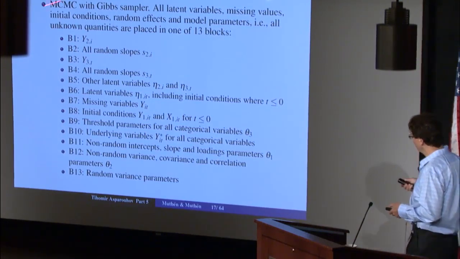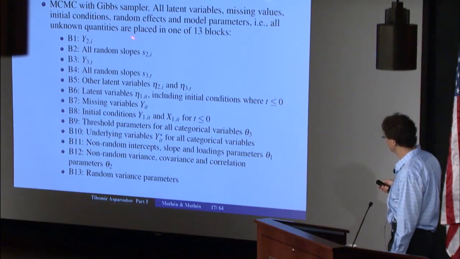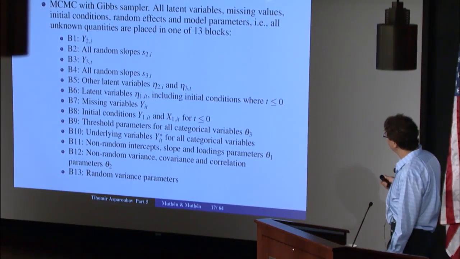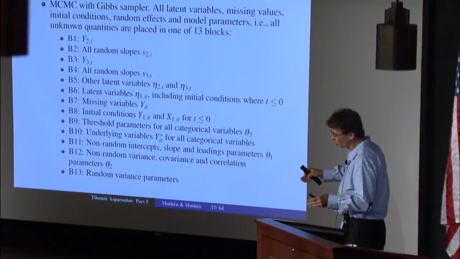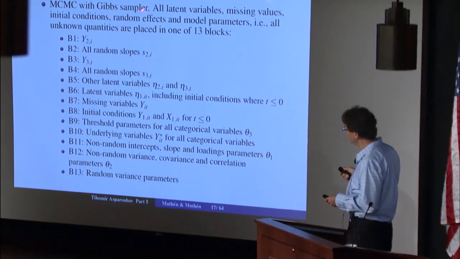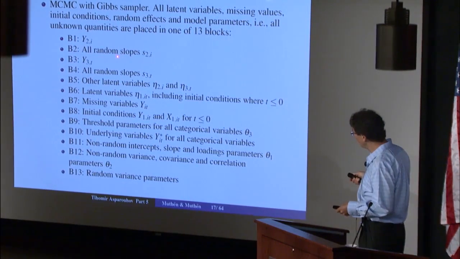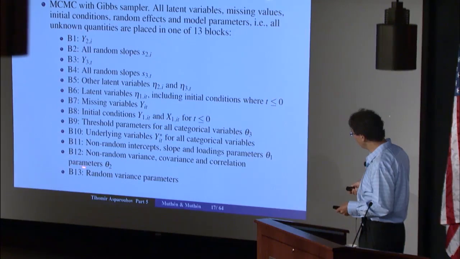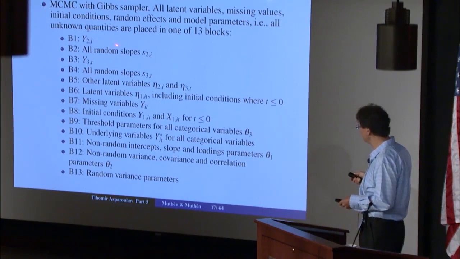So the DSEM estimation is, again, a Bayesian estimation. It's an MCMC estimation with a Gibbs sampler. The way the estimation works is we determine all the unknown quantities in the model. These are all latent variables, missing values, initial conditions, random effects, and the model parameters. And we split all these unknown quantities into blocks. In the Mplus estimation, these are the 13 blocks that we split the unknown quantities into.